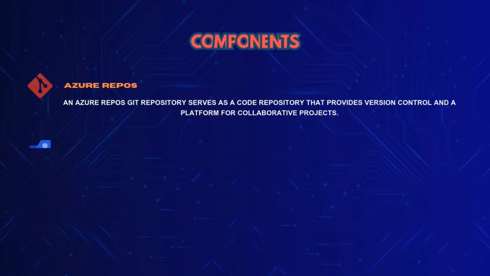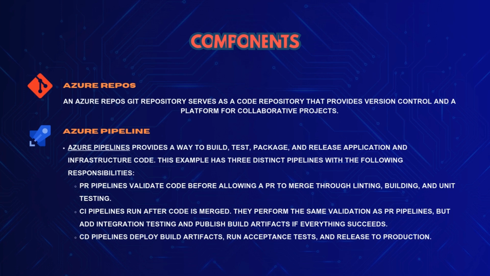Let's understand the key components of the data flow in detail. First, an Azure Repos Git repository serves as a code repository that provides version control and a platform for collaborative projects. Second, Azure Pipelines provides a way to build, test, package, and release application and infrastructure code.